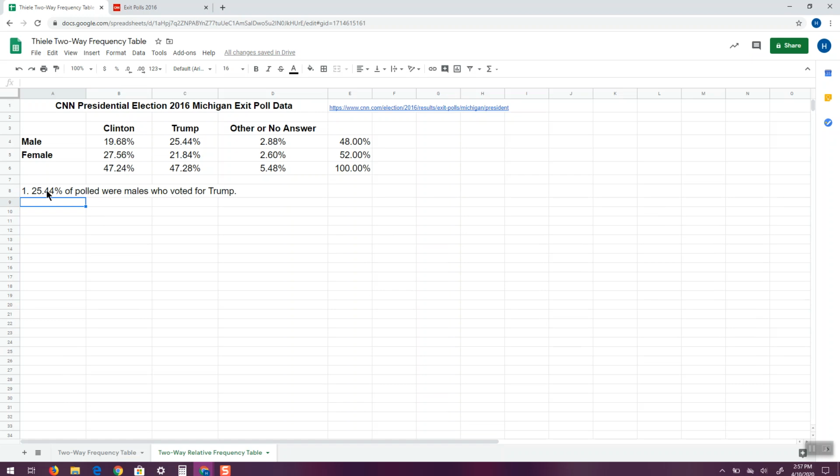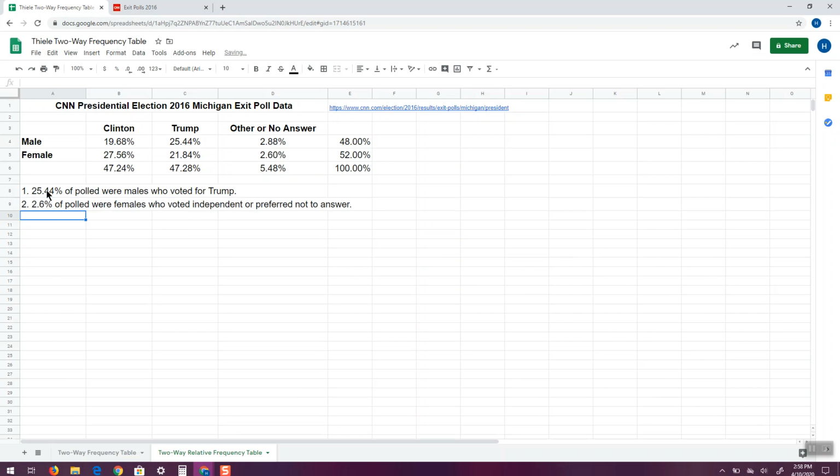You could say 2.6% of those polled were females who voted for someone else, so who voted independent, or preferred not to answer. Some people don't want to answer the pollsters. They want to go home.